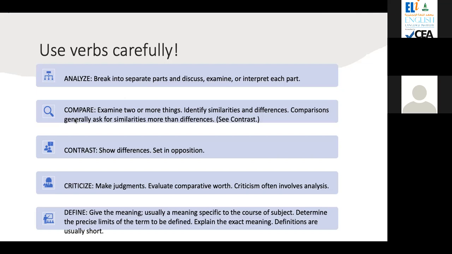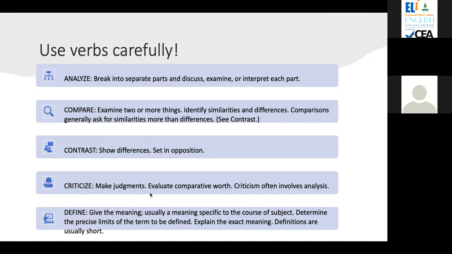Compare: examine two or more things, so identify similarities and differences. Comparisons generally ask for similarities more than differences. So contrast is different. Show differences, set in opposition. So sometimes we ask students to compare and contrast, so we are asking them to do both the things.